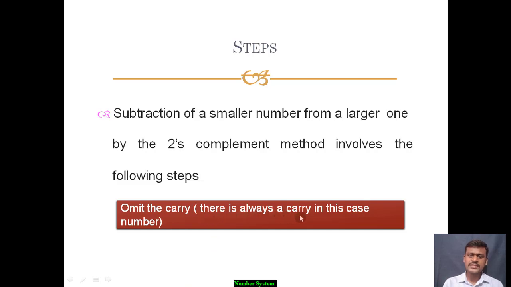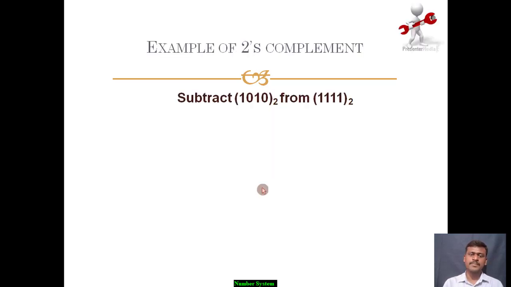That means there is always a carry in this number. Whenever we are going to subtract a smaller number from a larger number, we will definitely get one carry there. So that carry needs to be discarded or omitted, right? So we will see this method using the example now. Example of twos complement. So in this one we are subtracting 1 0 1 0 from 1 1 1 1. This is the same example we have taken in case of ones complement. So this example can also be used in case of twos complement, right?